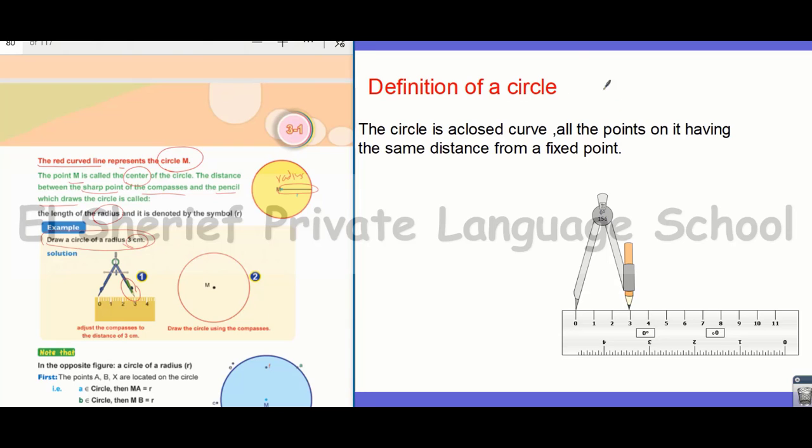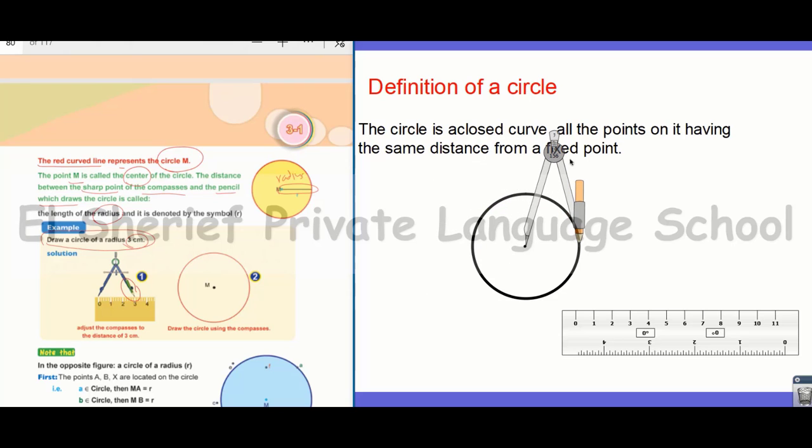Then, the second step, put the center. Then we put the metal tip on the center. Then we draw the circle. Now we have the circle, which has radius equals 3 centimeters.